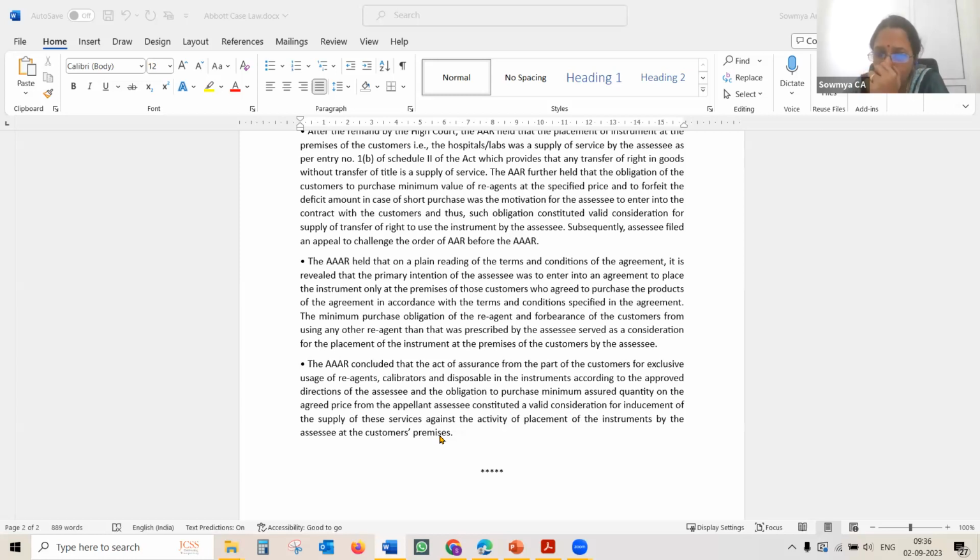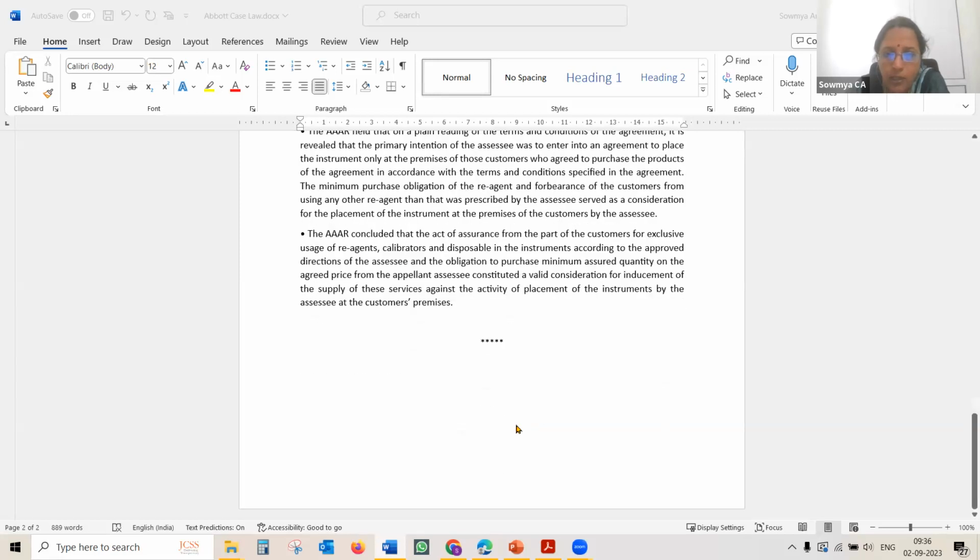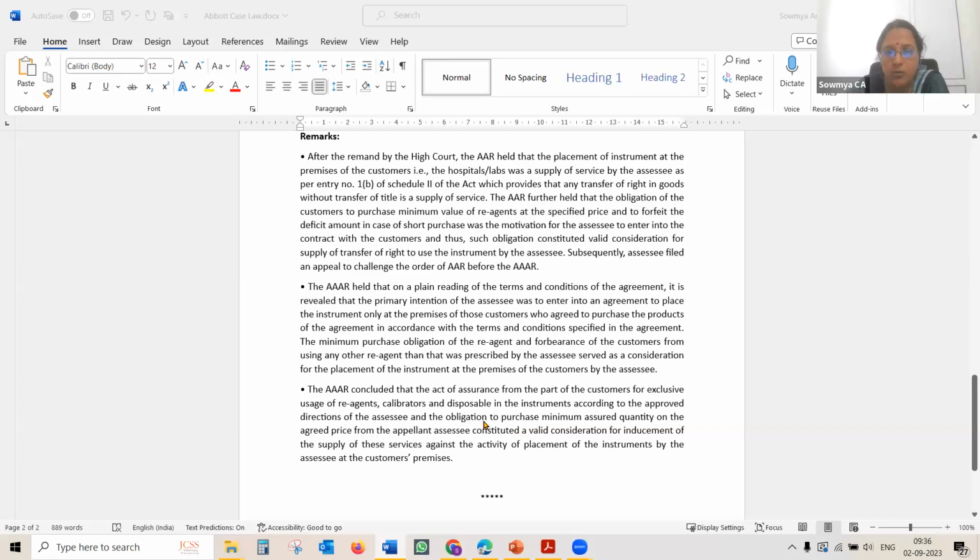So finally, they concluded that it is a supply of service, right? The agreed price from the appellant constituted a valid consideration for inducement, and therefore it will be a supply of service. So how they moved from a composite supply to a supply of service, and how multiple times the appellant went to the advance ruling authority, the appellate authority for advance ruling, and the High Court.